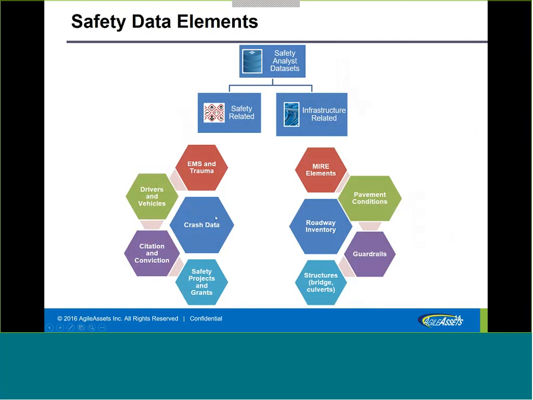So if you want to link the injury outcomes to an EMS record or the trauma center record, our system can give you that capability. Similarly, if you want to link the driver and vehicle information, suppose from DMV or from the vehicle registration department, we can also build that interface so it can interact with that system. We also have a citation and conviction data model, and we have implemented that for both West Virginia and Montana. We have the safety projects and grants functionality.